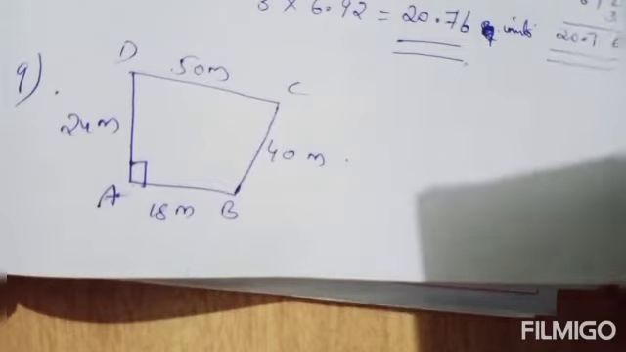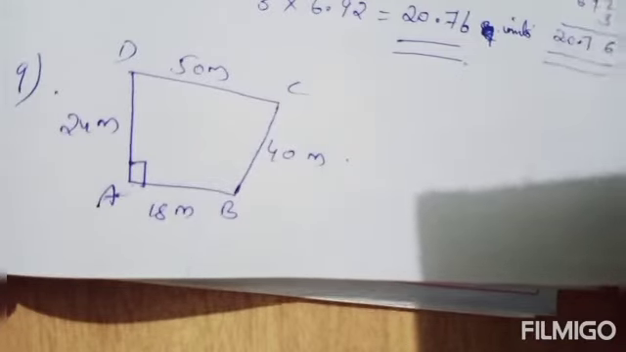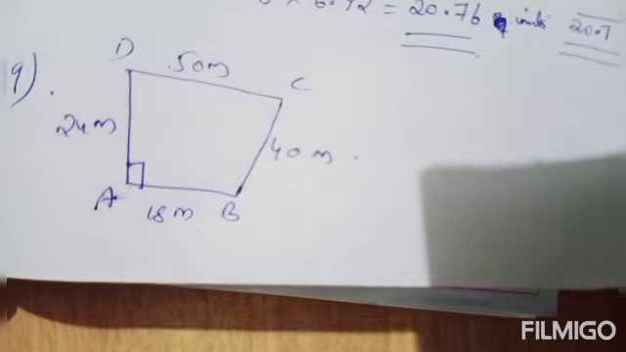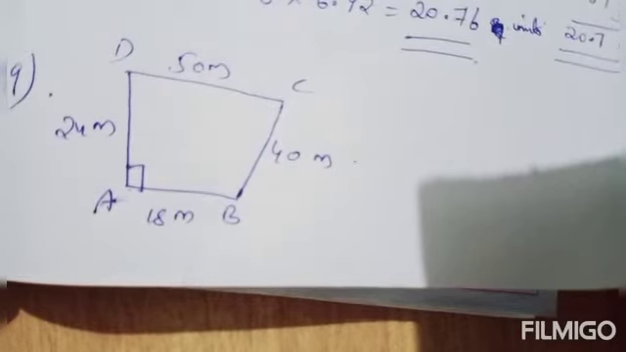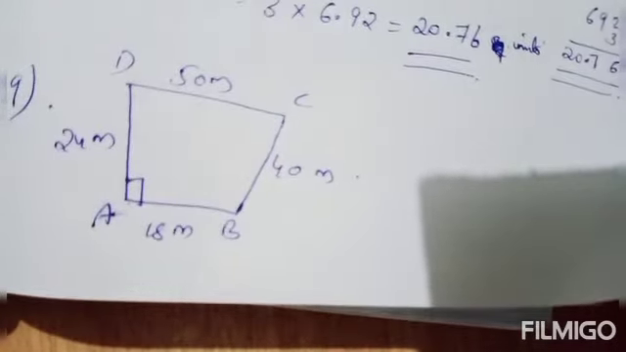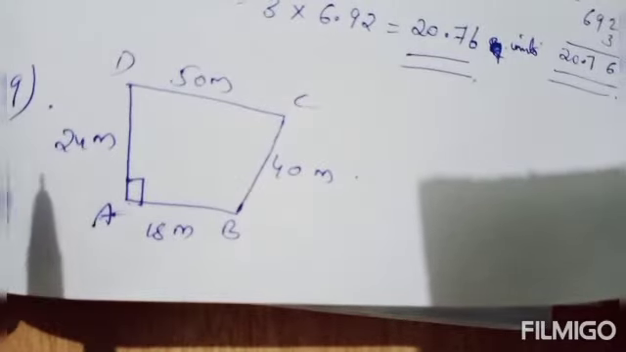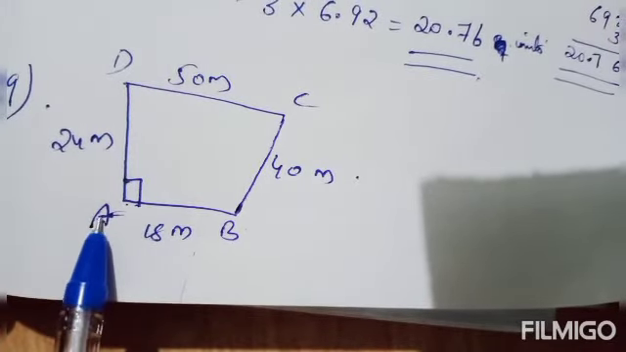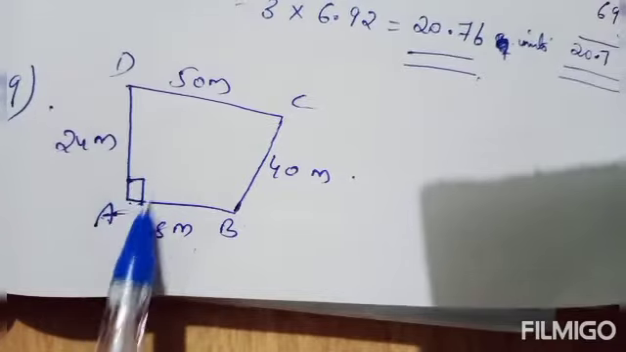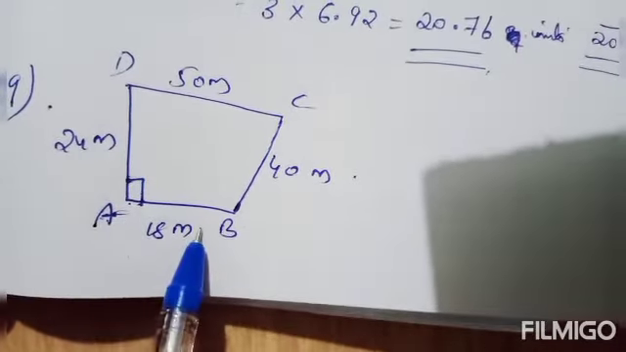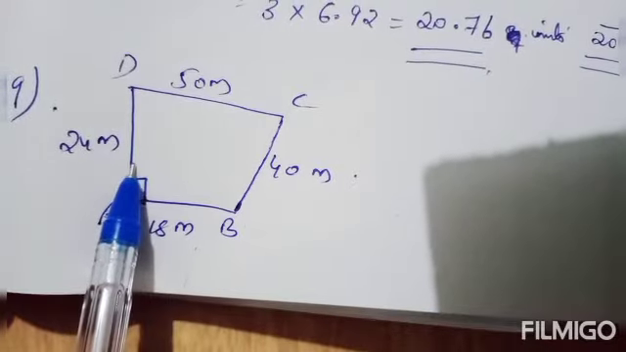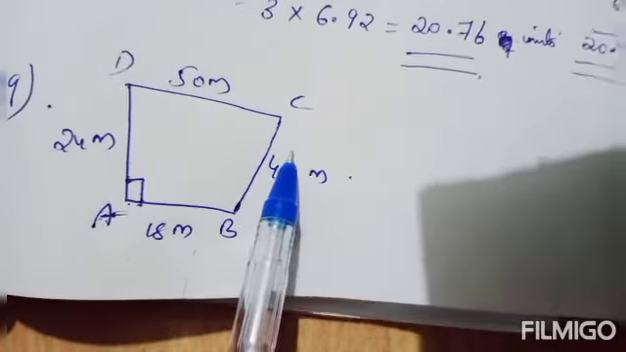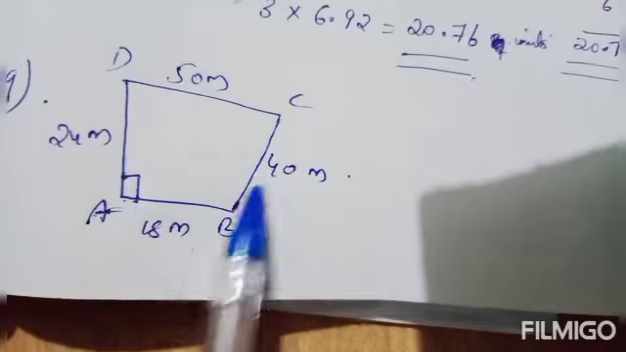Next, 9th question. A field is in the shape of a quadrilateral ABCD in which side AB equal to 18 meter, side AD equal to 24 meter, side BC equal to 40 meter, DC equal to 50 meter and angle A equal to 90 degree. Find the area of the field. So you can draw a diagram here. This is quadrilateral ABCD, 4 sides it will have. In that, angle A is 90 degree, given in the question. Now AB is 18 meter, AD 24 meter, BC 40 meter and DC 50 meter. You can mark these. Now you have to find the area of the field.